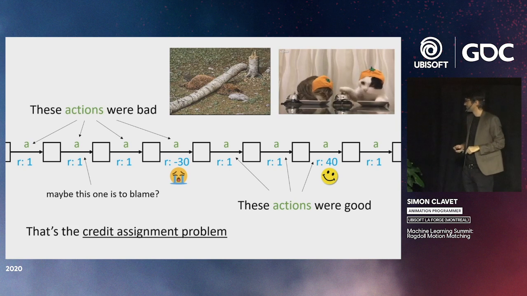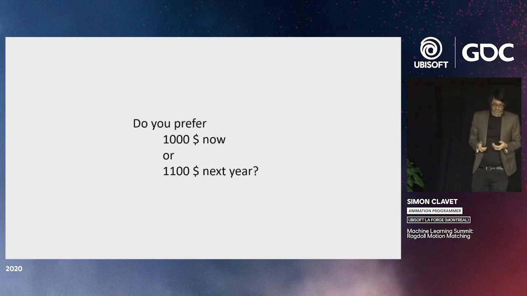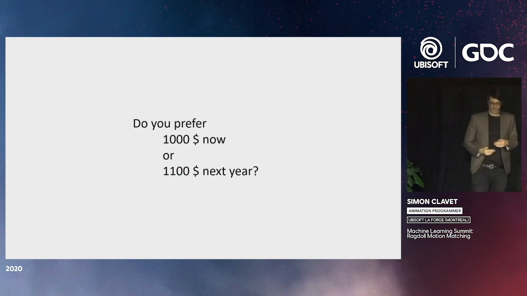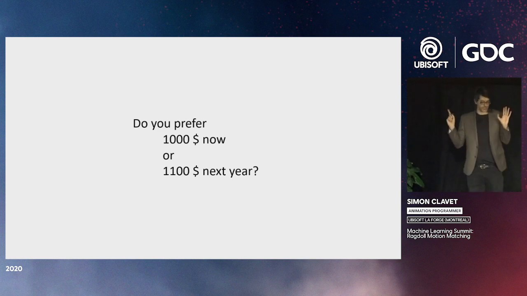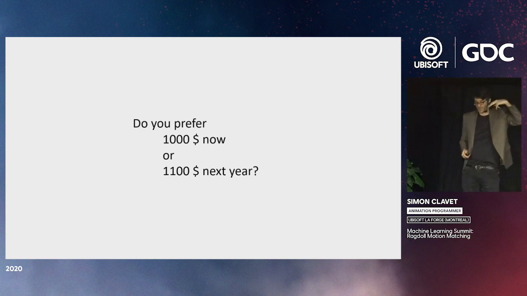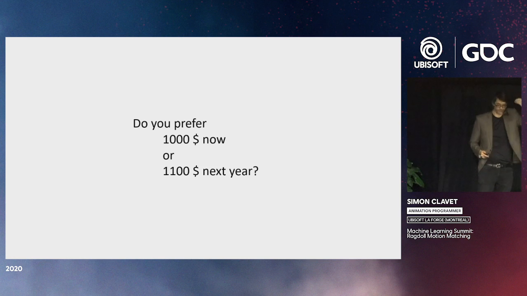That's a hard problem. And one easy way to think about it is to think about this question: do you prefer some money now or a little bit more money but far in the future? Maybe you prefer $1,000 now. That's possible. So that means that in your head, you discounted the rewards that are too far in the future with some discount factor that you have in your brain.